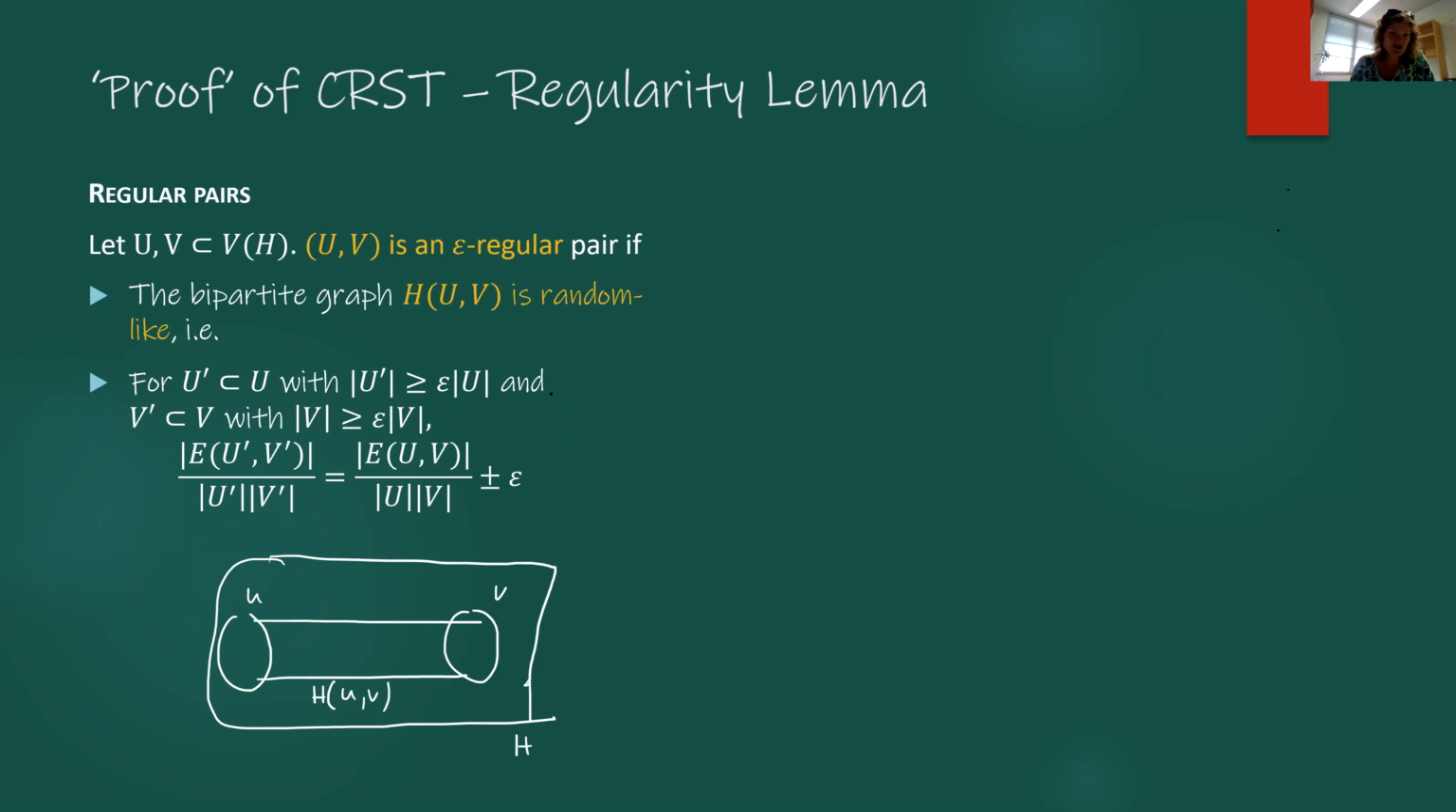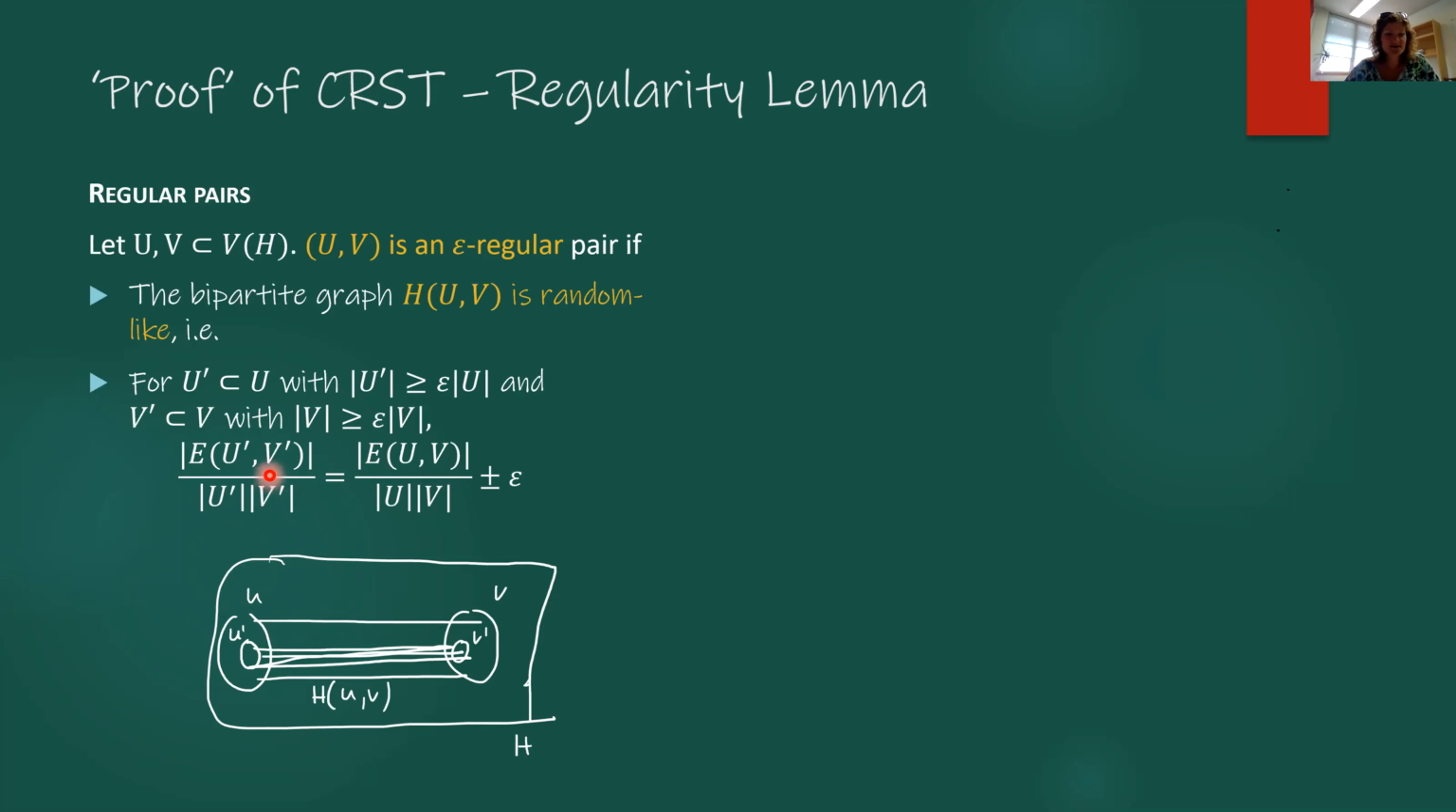If this is very new to you, again, don't worry about equations. You just need kind of random-like or homogeneous here. And how do we quantify that? Well, we want that when we take any U prime and V prime in here reasonably large, we want to see roughly the expected number of edges. And what does that mean? Well, this is the edge density in all of U, V. And we require that the edge density between U prime and V prime roughly matches that.